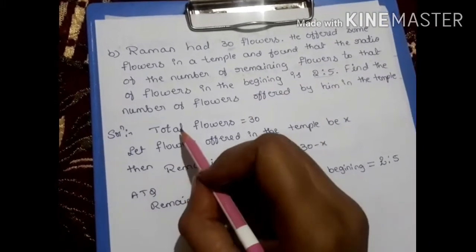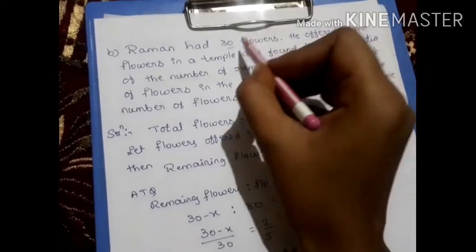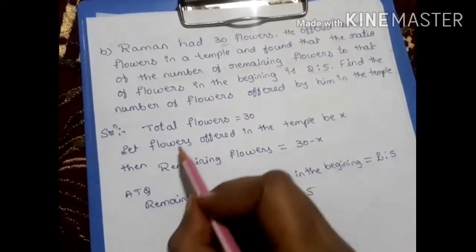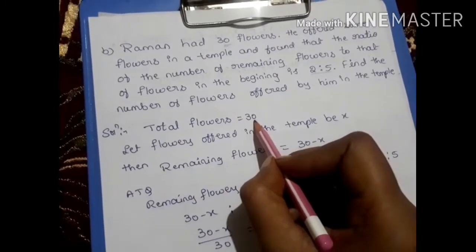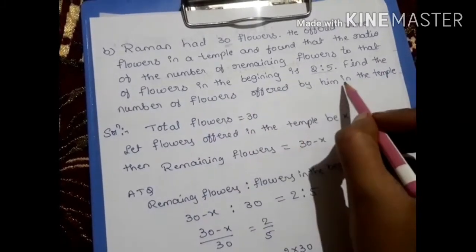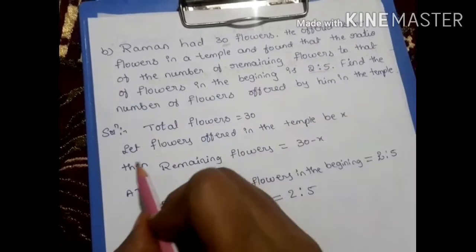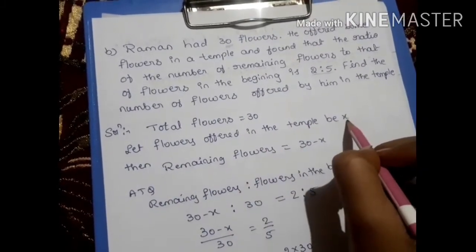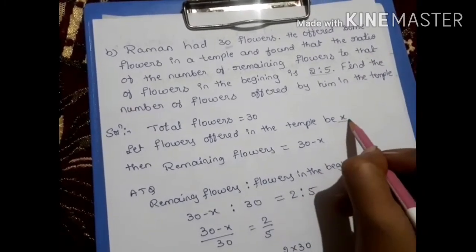First, what is given here? Total flowers given. How many flowers Raman had? 30 flowers. So write down total flowers is equal to 30. Now what you have to find here? Find the number of flowers offered by him in the temple. So you have to consider this as x. Let flowers offered by him in the temple be x. What you have to find? That only you have to consider as x.